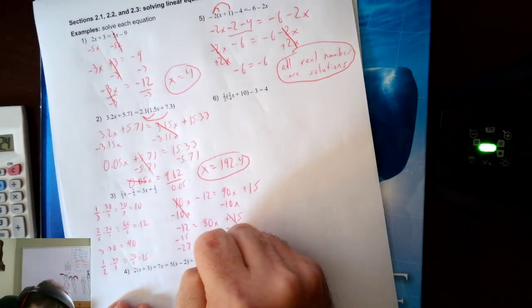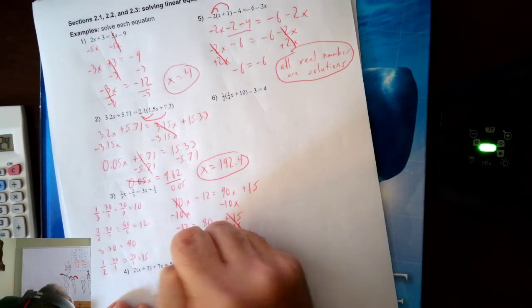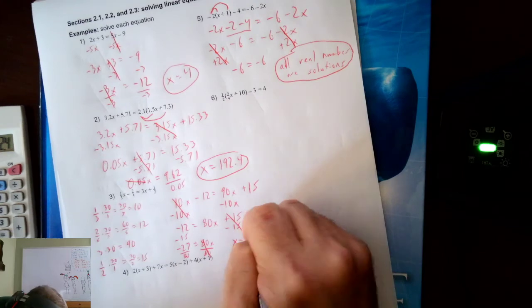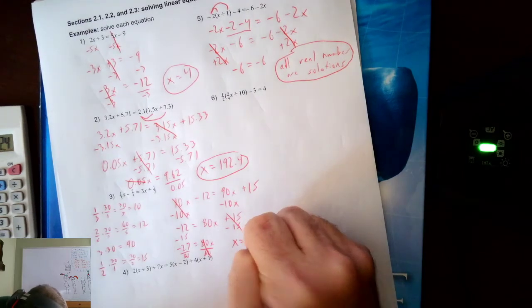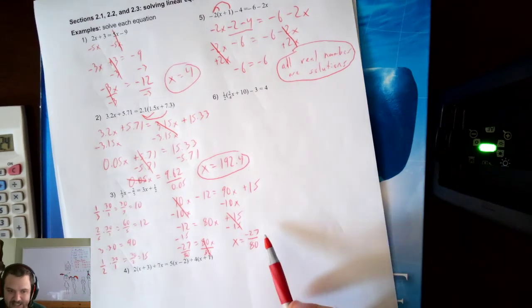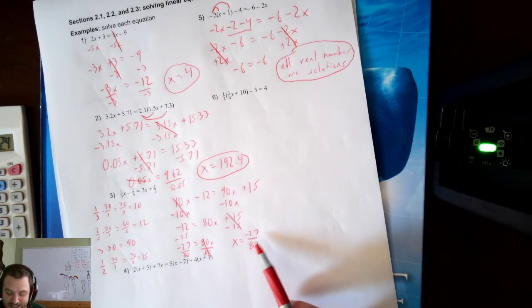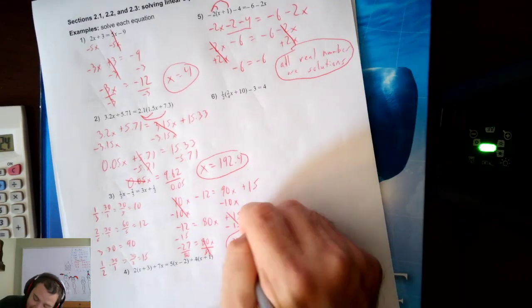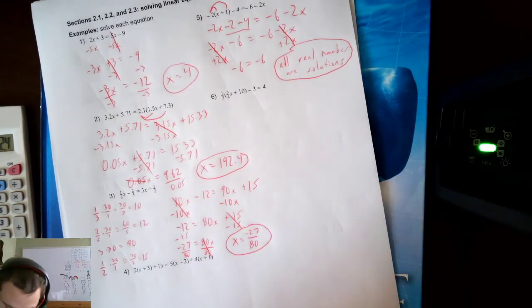Divide both sides by 80 is going to give me x equals negative 27 over 80, which I should verify that that doesn't reduce. What divides 27? Let's see, 3, 9 and itself. 3 and 9 don't divide 80, so I'm done. Negative 27 over 80 is my answer.